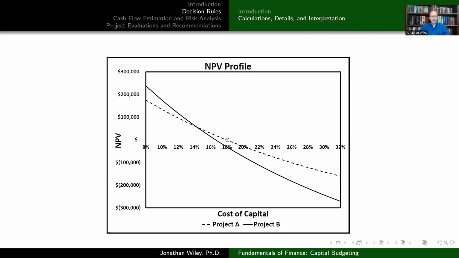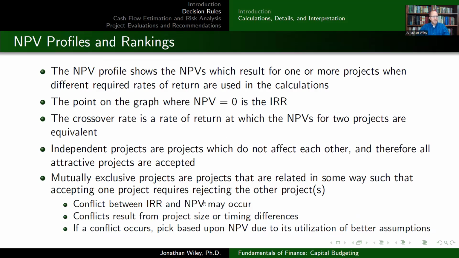However, A has the higher IRR. So A is expected to generate a higher rate of return. B has the higher net present value. What do we do, and what's causing this? What's causing this is basically project size or timing differences. So in other words, one project may cost more to do than the other. So that's the project size issue. The timing difference is a little bit more subtle.